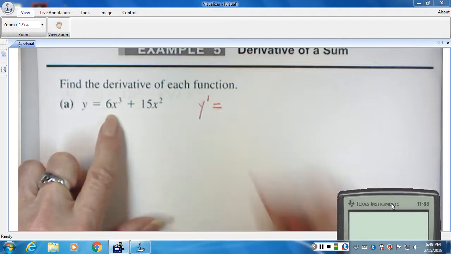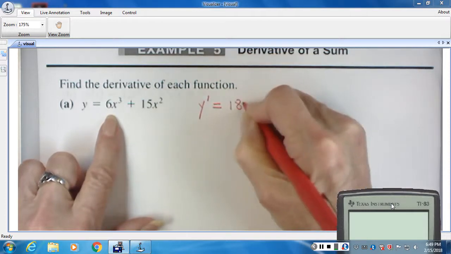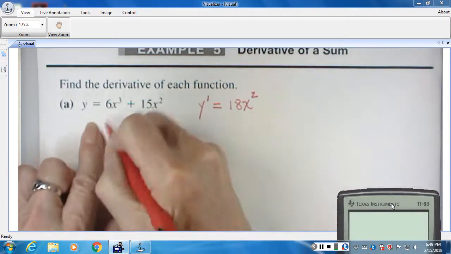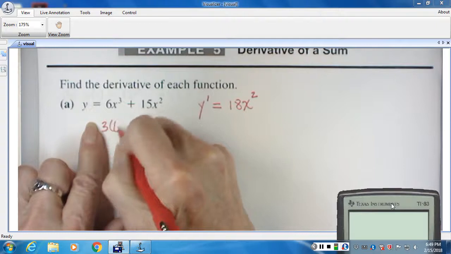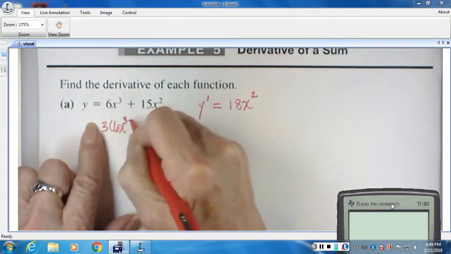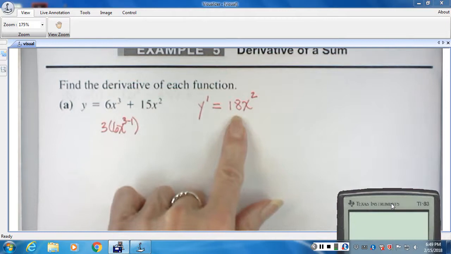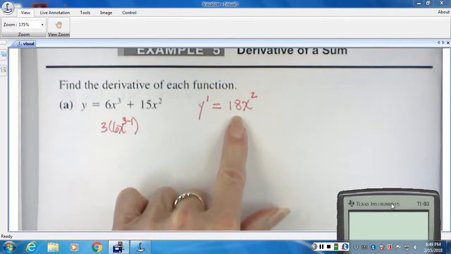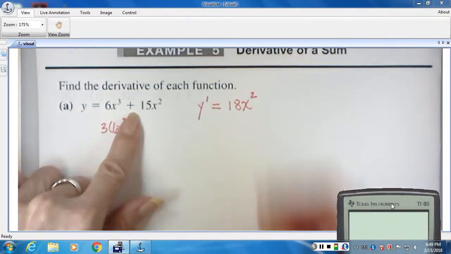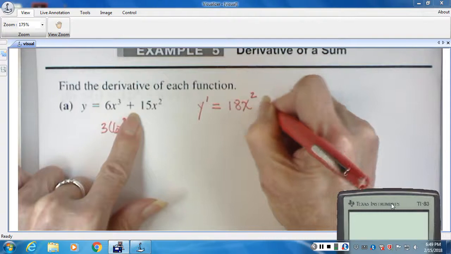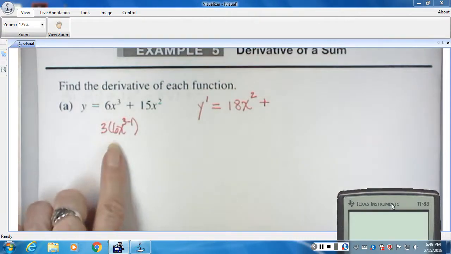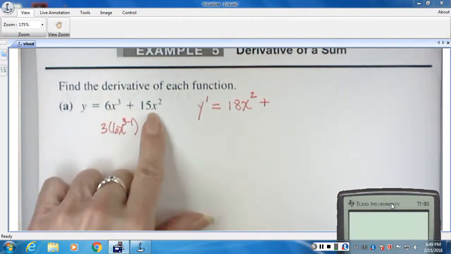That's exactly right. 18x squared. 3 times 6x to the 3 minus 1. 3 times 6 is 18, and 3 minus 1 is 2 for the new power. The next thing I see is a plus sign, so I keep that plus sign. I keep the arithmetic operator. And then I have 15x squared.